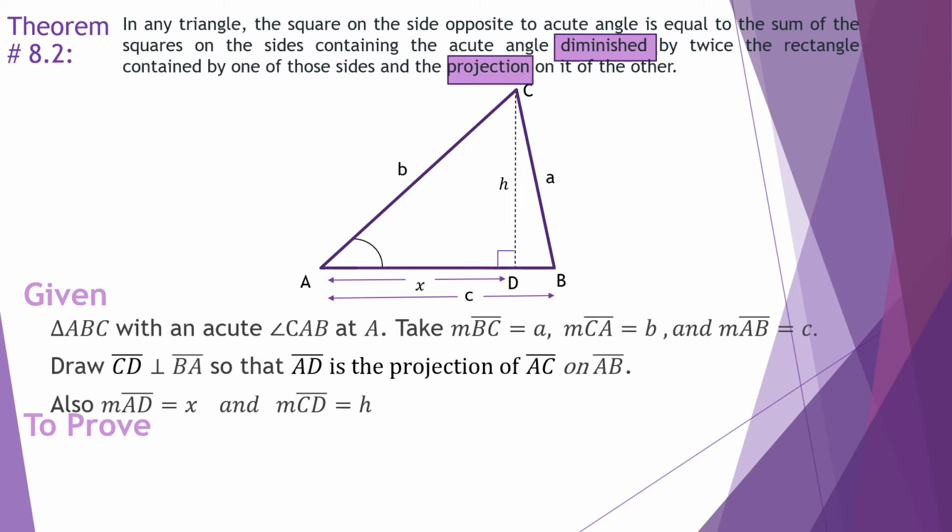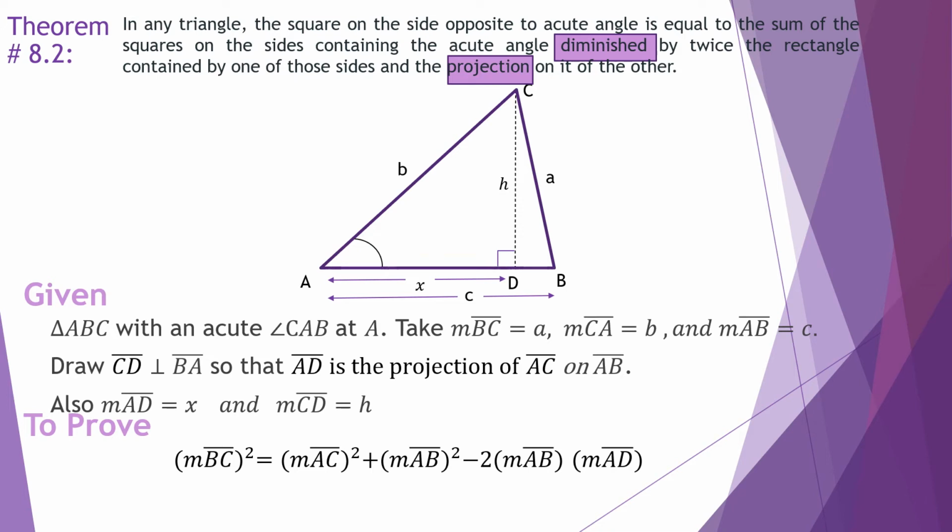Then the statement further says is equal to the sum of the squares on the sides containing that acute angle. The diagram shows that the acute angle is present between AC and AB. So we will take their squares and add them. So measurement AC whole square plus measurement AB whole square. Then there is a word diminished in the statement, which means minus. So we put the minus sign.